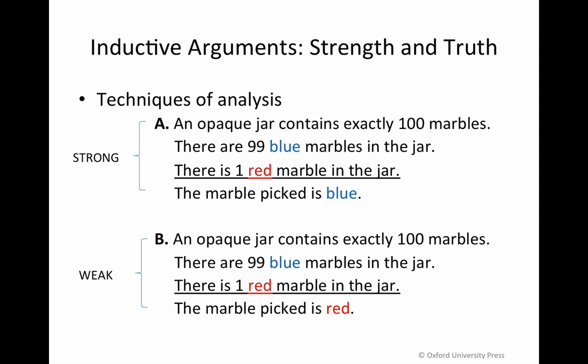So you've got three premises in example A, which is the strong inductive argument. An opaque jar contains exactly 100 marbles. There are 99 blue marbles in the jar. There is one red marble in the jar. Therefore, the marble that is picked is blue. So the likelihood of picking a blue marble is pretty significant, right? On the other hand, if you infer that you're going to pick a red marble, that's very unlikely. So notice that here we're just talking about probability. What's the likelihood based on numbers that you're going to pick a blue marble? Well, it's pretty darn likely. What's the likelihood you're going to pick a red marble? Pretty unlikely.